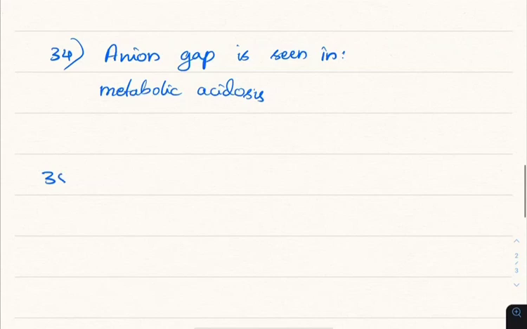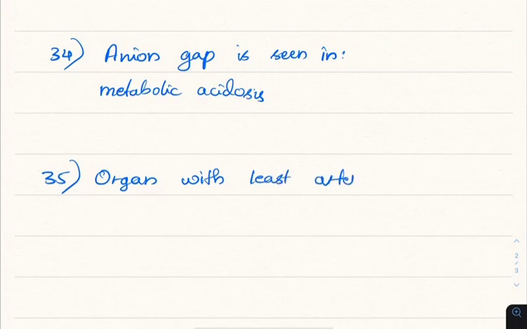Moving on to the next question. Organ with least arteriovenous difference. I think the answer to this is skin. The other options were brain, kidney and heart.